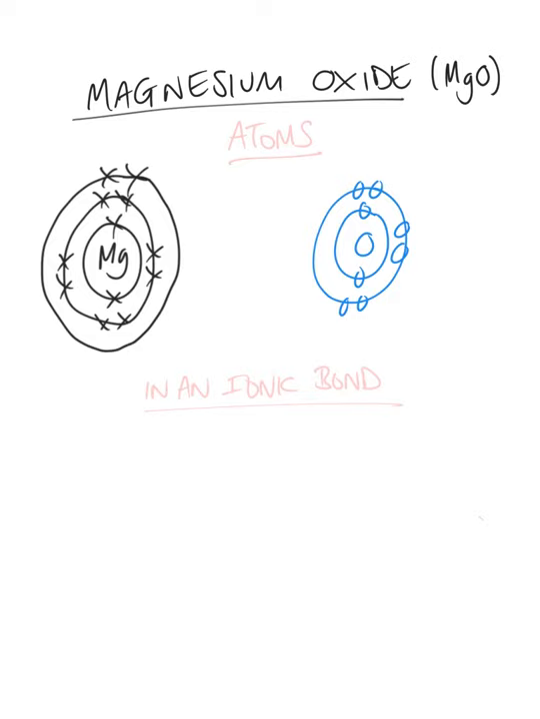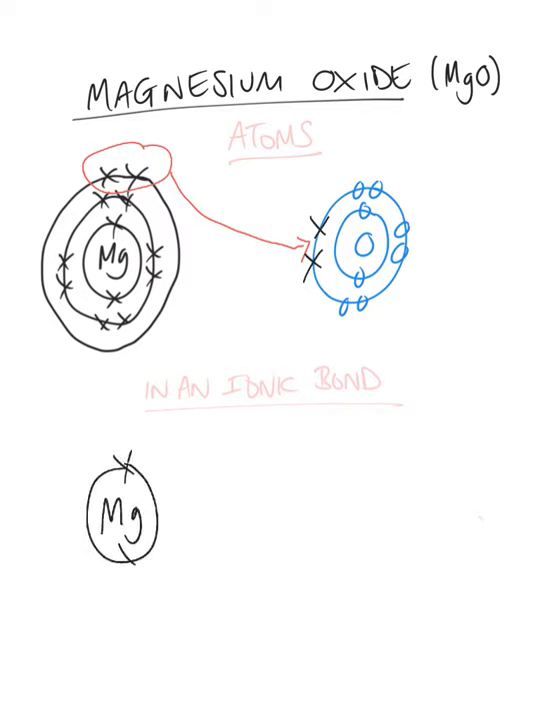Let's look at another example, where we look at the loss and gain of two electrons. So you can see here that magnesium has got two electrons in its outer shell. Magnesium can readily form a 2+ ion because it wants to lose those two electrons. We'll look at oxygen. Oxygen wants to gain two electrons. So nice and happily, these two electrons go over here. We create magnesium oxide.